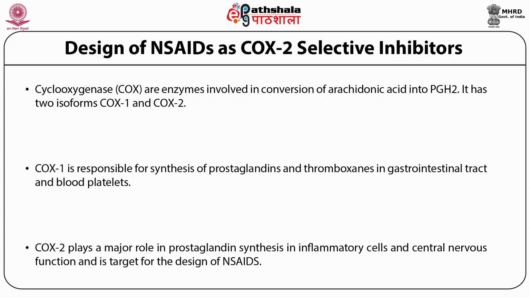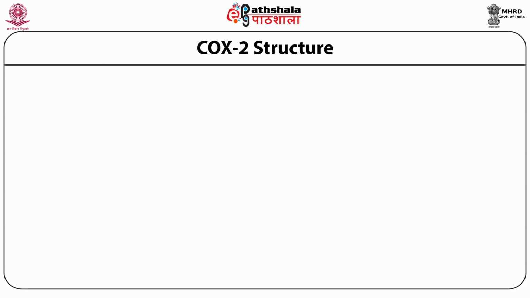But the normal problem is that if the drug inhibits both COX-1 and COX-2, then we get side effects because of the disturbance in the gastrointestinal tract. But if the drug or the ligand would bind to only COX-2, then we would not have side effects. So our objective is to design a molecule which would selectively bind to COX-2 only. So let us see the structure of COX-2.